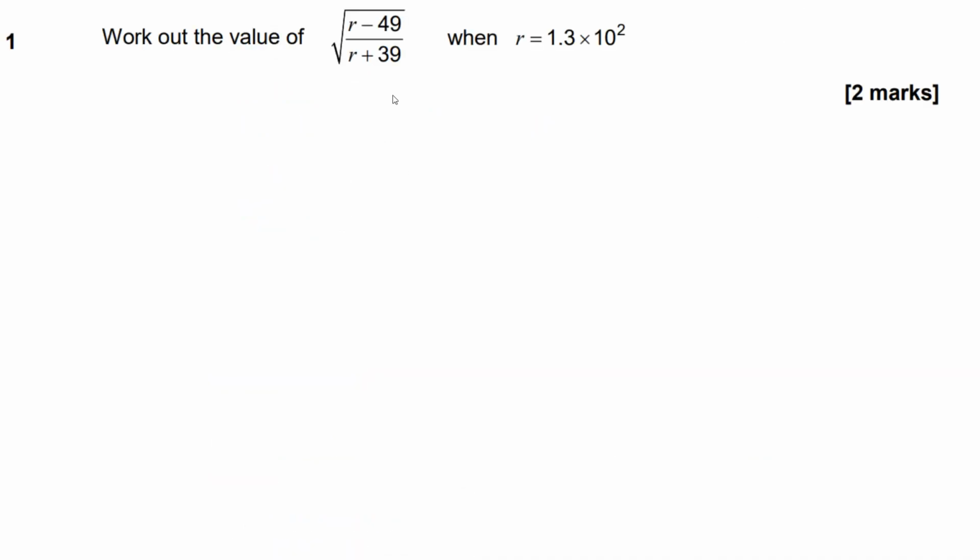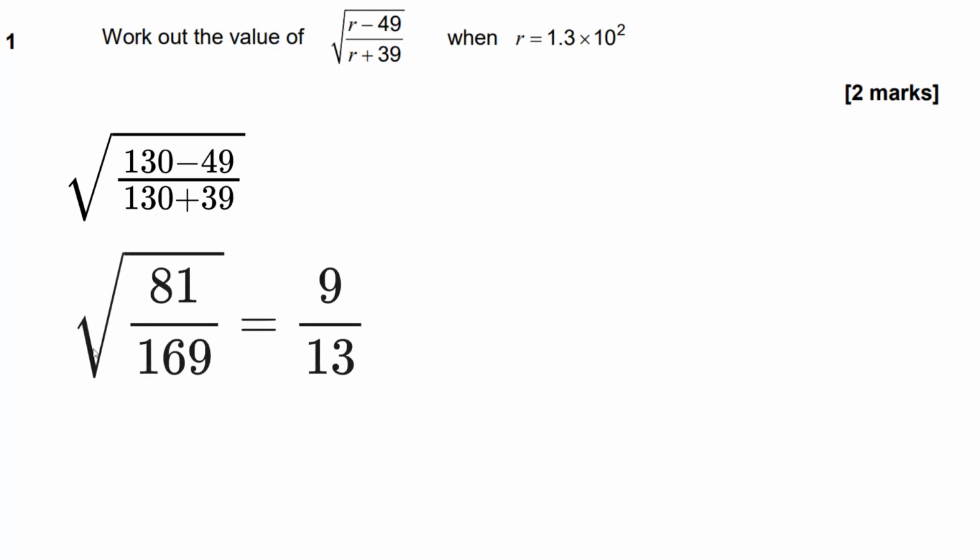Work out the value of this when r equals this. So 1.3 times by 10 squared. So 10 squared is just 100. So 1.3 times by 100 is 130. And then just plug this into here to get this. 130 minus 49, and then 130 plus 39 to get this. And then you can just square that pretty easily to get 9 over 13. And that's 2 marks.